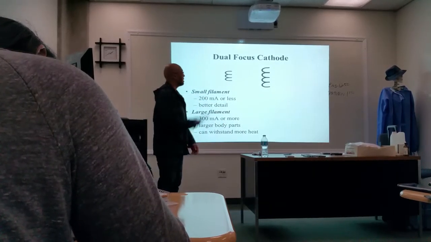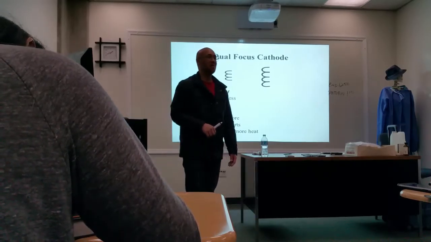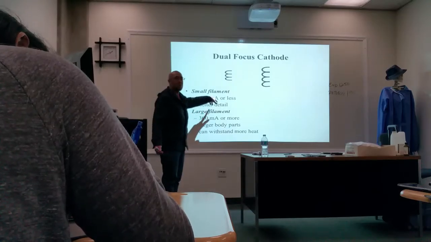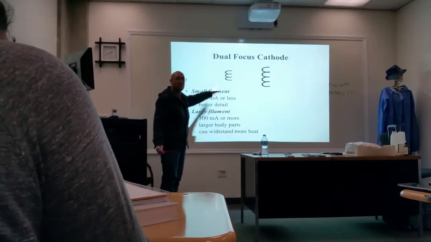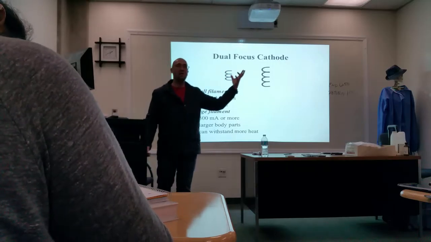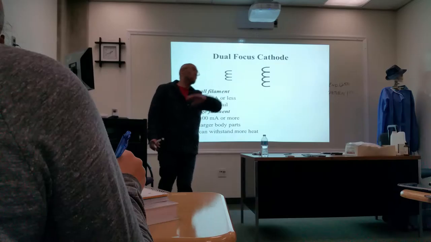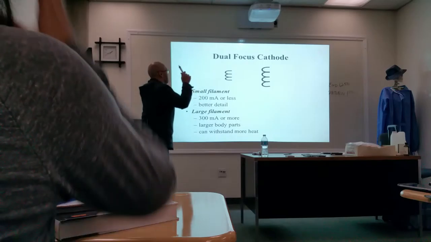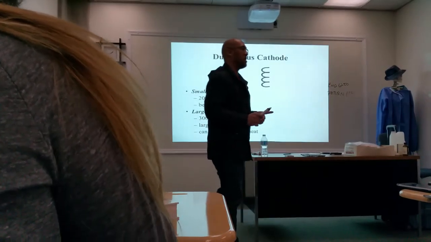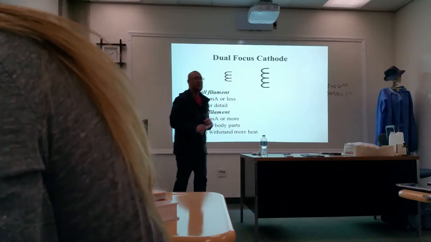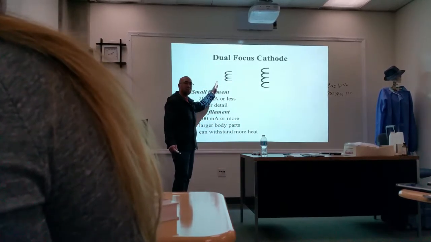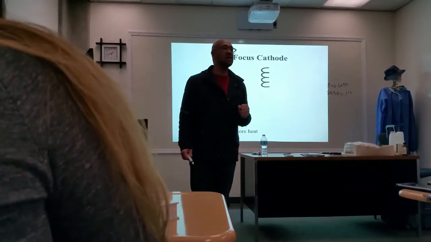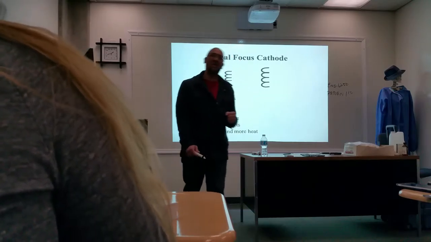Okay? But can I use small for larger body parts? I can't, because remember, if I put too much mA on the small one, it's going to boil off. It's going to burn. I'm going to fry it. I'm going to cause tube failure. But there is a backup safety mechanism for that, so you can't overload it. Okay? But what's more important is the difference between the large and the small is that, yes, you have to use smaller mAs for this, but the small one is going to give you the better detail of your image. It's going to give you the best detail of your image.